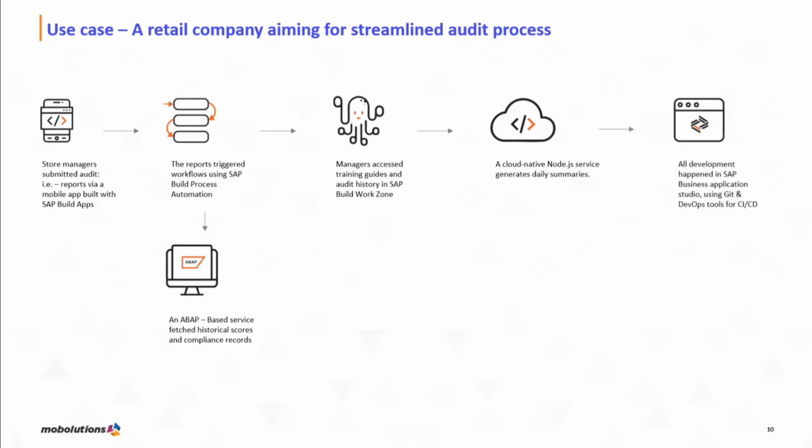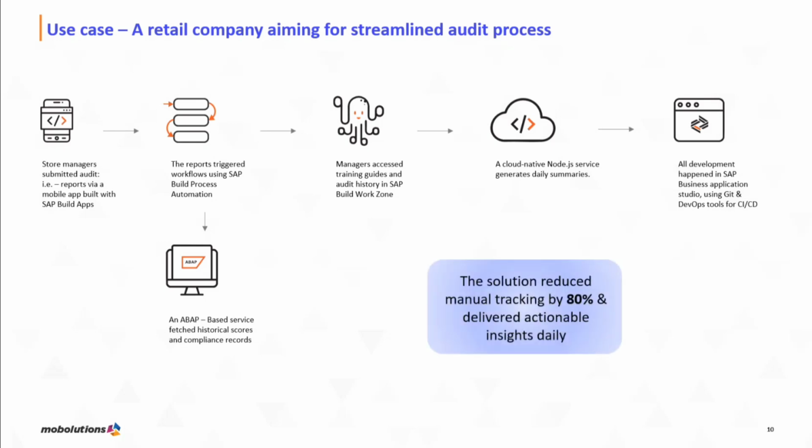For all these developments, they are using SAP Business Application Studio, with Git and DevOps tools for continuous integration and continuous deployment so that they can deploy the changes rapidly to the system. This solution has reduced the manual tracking by 80%, and it also delivered actionable insights daily, which help the users to see real-time updates without doing any manual activity.